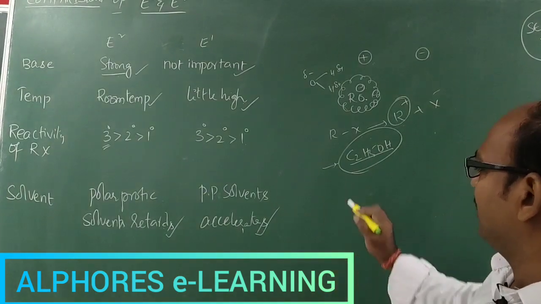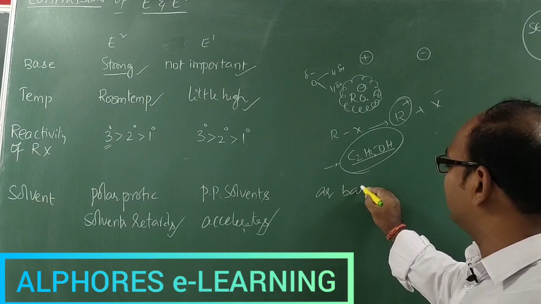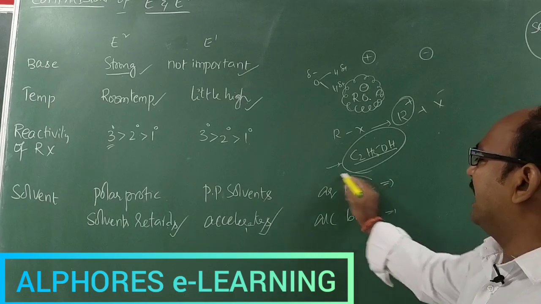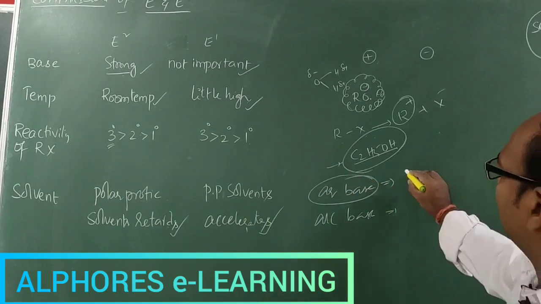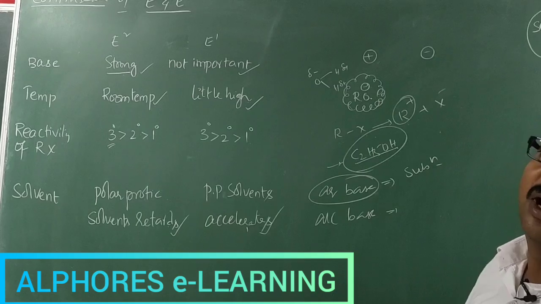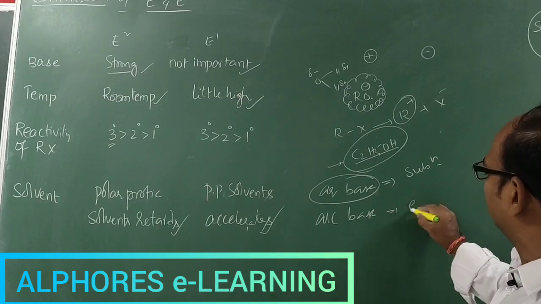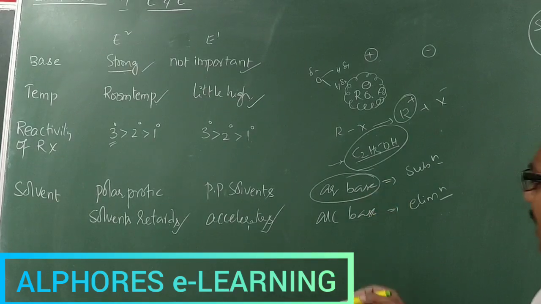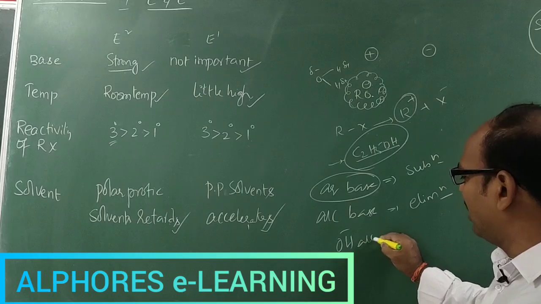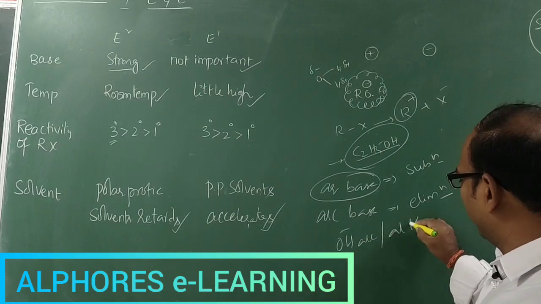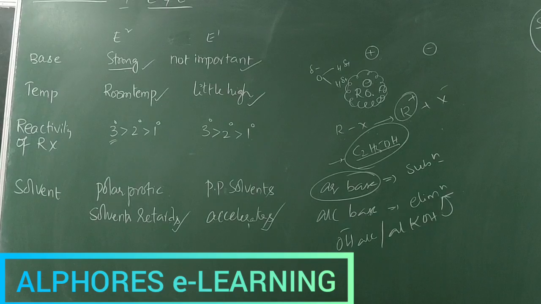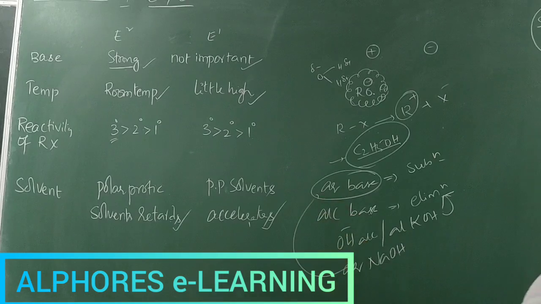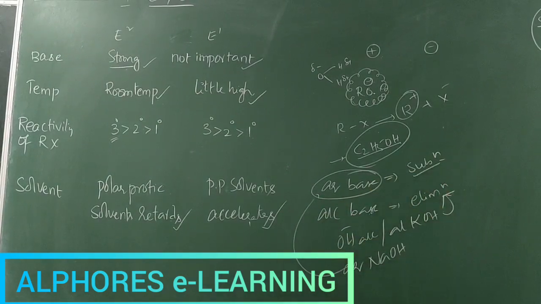And one more, in general we are going to learn aqueous base and alcoholic base. Aqueous base always leads to substitution product as the major product, and alcoholic base always gives elimination product as the major product. In both cases the base is the same, like OH minus in alcohol, or alcoholic KOH. In general we say that it leads to elimination. Instead of that, aqueous NaOH or aqueous KOH, which is an aqueous base, leads to substitution.